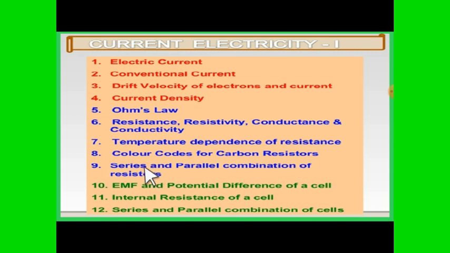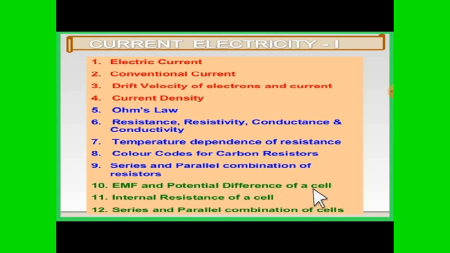And the second one is series and parallel combination of resistors, which you have already learned in your class 10. The next one is EMF and potential difference of a cell, internal resistance of a cell, and lastly we will learn about series and parallel combinations of cells.